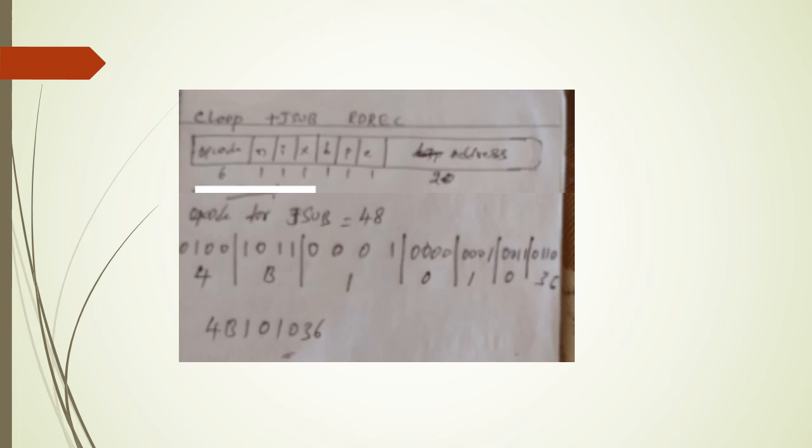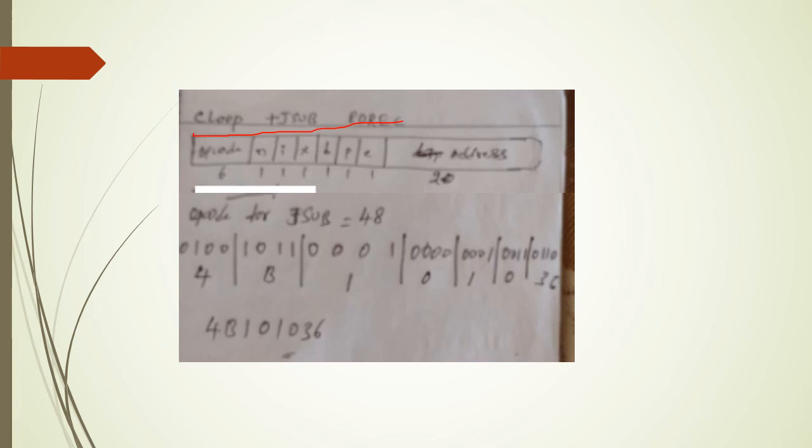So far we have seen how to calculate the object code for instructions of format 2 and format 3. With respect to format 3, we have considered different examples to see how to calculate the object code. Now we'll see how to calculate the object code for an instruction of format 4. The instruction is CLOOP +JSUB RDREC. Here the opcode is prefixed with a plus, so it belongs to format 4. This is the syntax of format 4: a 6-bit opcode, NIXBPE, then the last 20 bits are for the address.